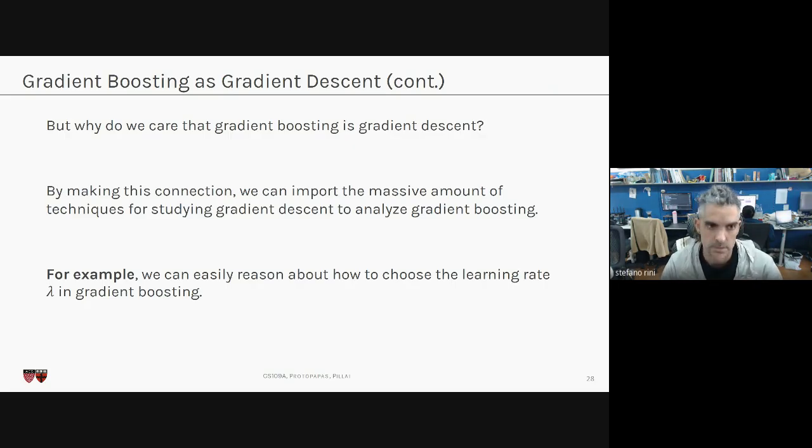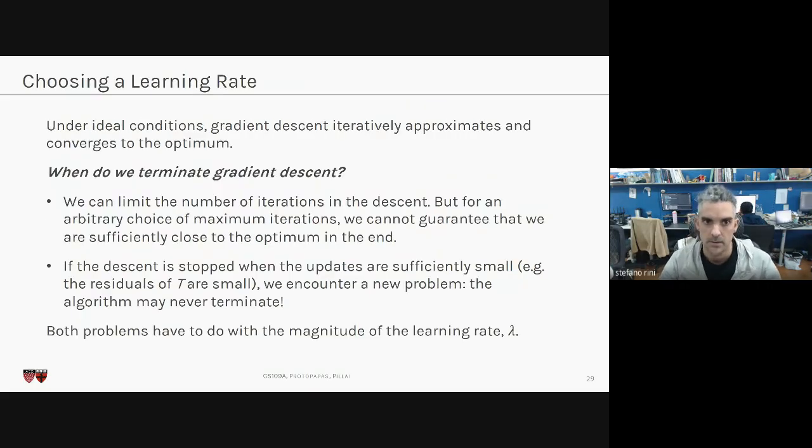So why do we want that? Why do we want to relate gradient boosting to gradient descent? Can we just take one regardless of the other? The idea is that if we can, it can help us import a massive amount of techniques that people have developed for gradient descent in order to analyze gradient boosting. For example, this can help us in choosing the learning rate lambda. As we said, we already saw that the way we want to choose the learning rate is in order to avoid being bounded away from the optimal solution by the choice of a large learning rate.